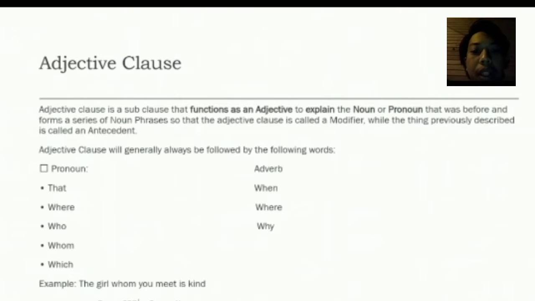Adjective clause will generally be followed by the following words. Pronouns: that, where, who, whom, which. Adverbs: when, where, and why. Example: the girl whom you meet is kind.